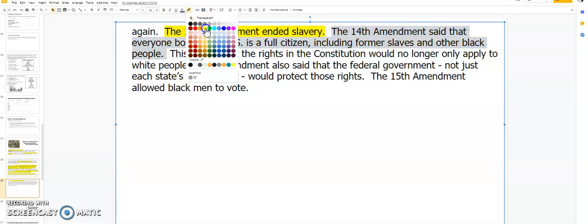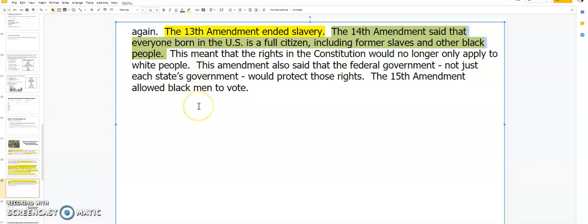This becomes really important when we talk about civil rights. This meant that the rights in the Constitution would no longer only apply to white people. This amendment also said that the federal government, not just each state's government, would protect those rights. The 15th Amendment allowed black men to vote.